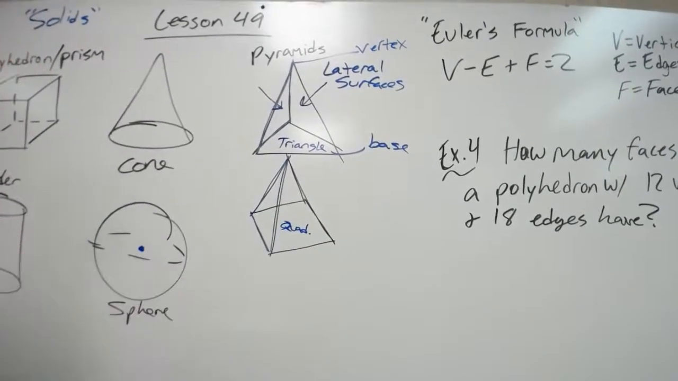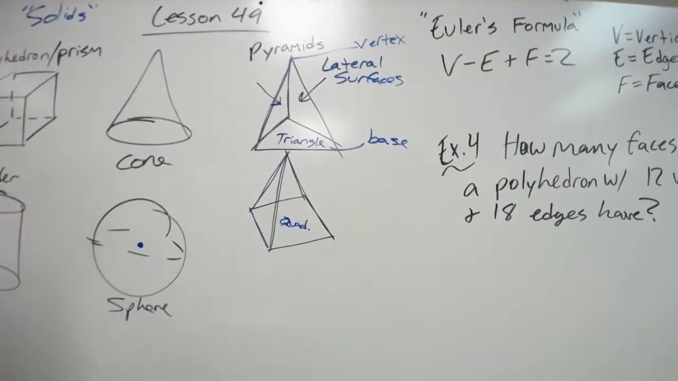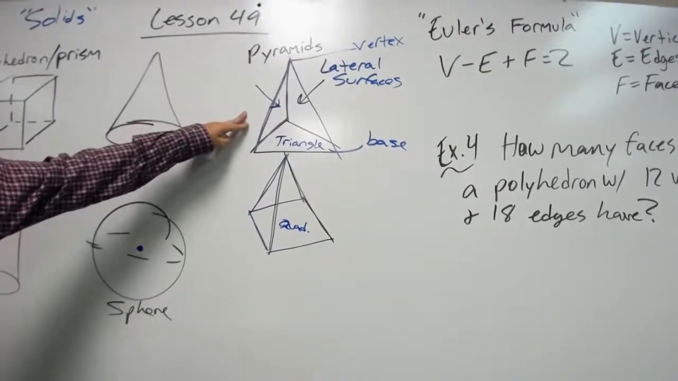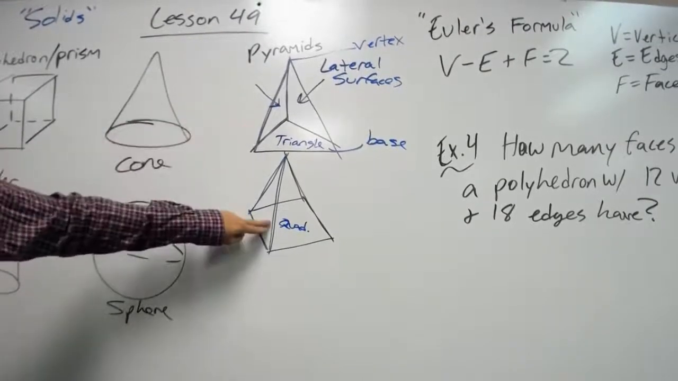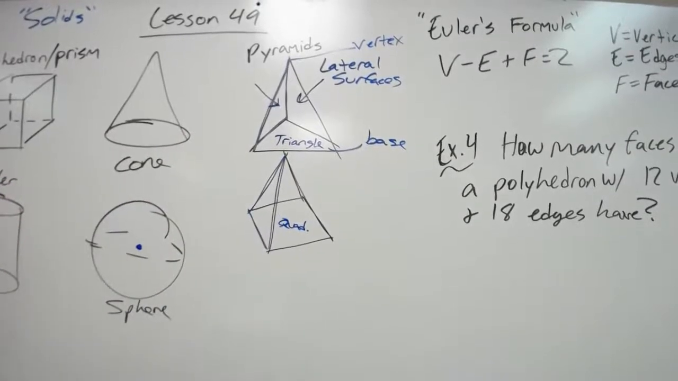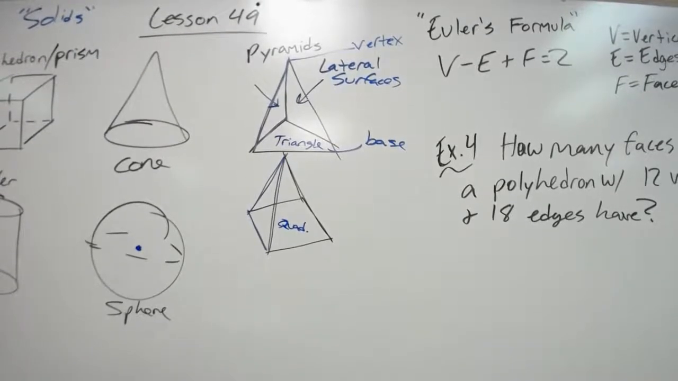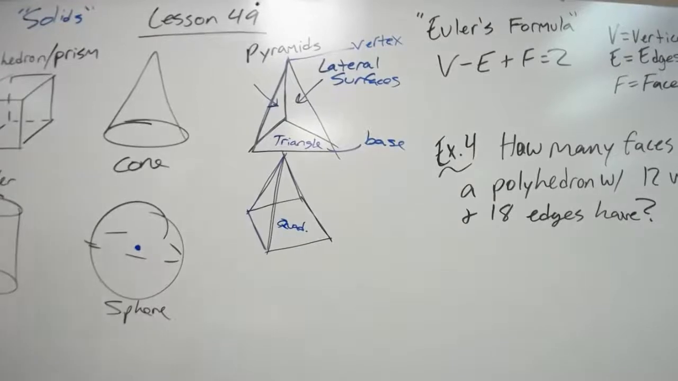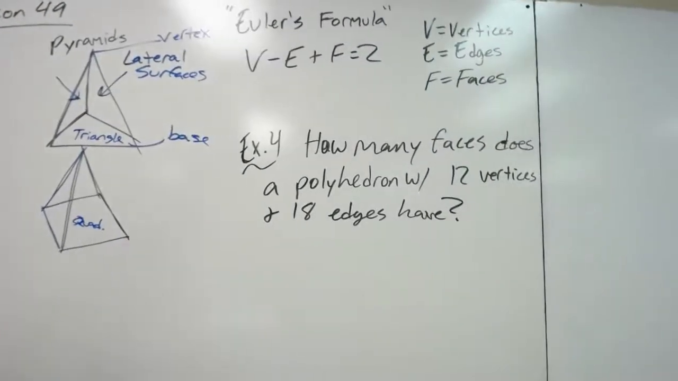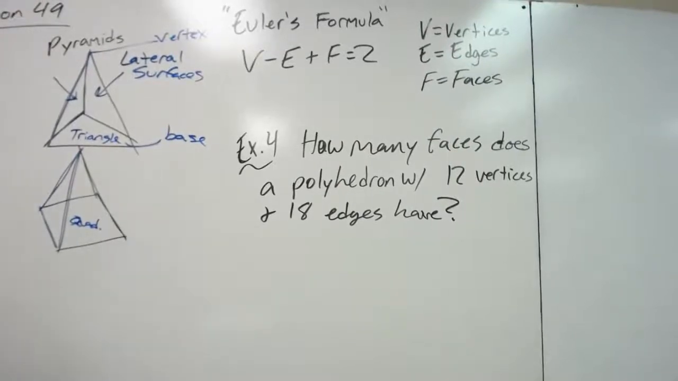But those are both different types of pyramids. So if I was labeling this pyramid, this would be a triangular pyramid if you're being specific. This would be a quadrilateral pyramid. So you can be a little more specific with how you name them. And those are solids. We're going to start to find areas and perimeters and different things like that of solids. But the last thing this lesson covers is what is known as Euler's formula.